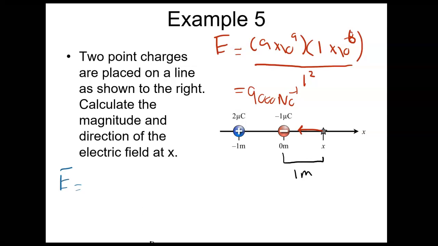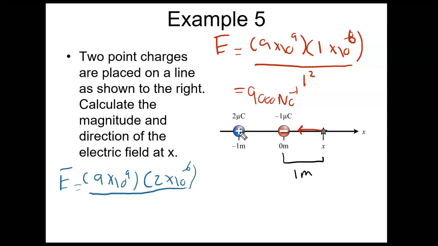And again, it's the same equation. It's kq over r squared. So I have 9 times 10 to the power 9 times, now I have 2 microcoulomb. So 2 times 10 to the negative 6 divided by the distance squared.